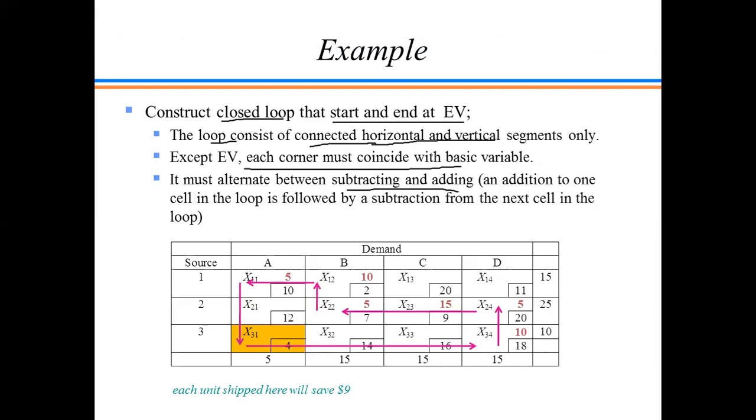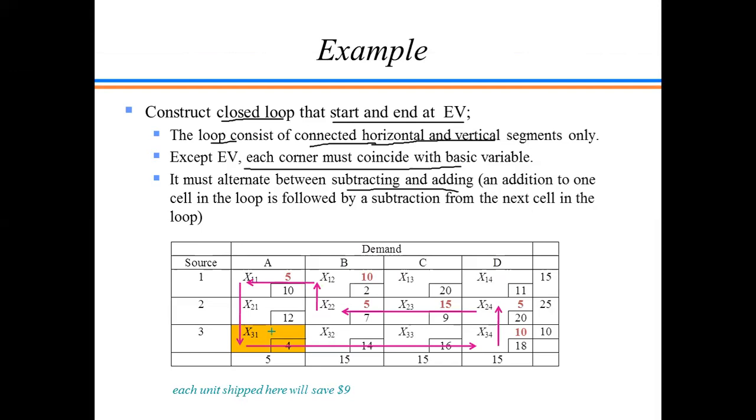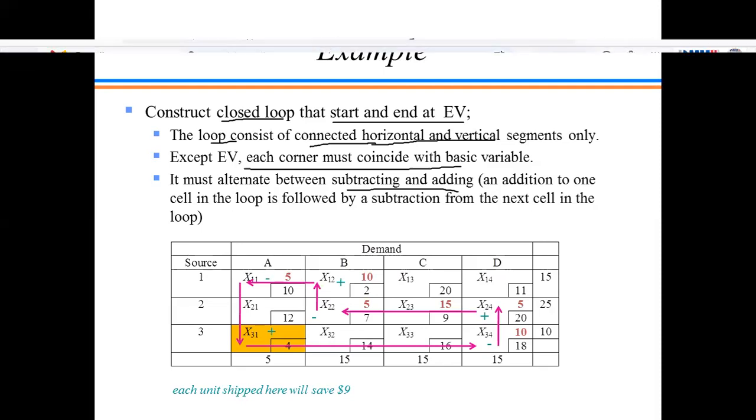Okay, so no diagonal, and must connect to the basic variable. And after that we add the plus minus symbol. At the x31 is the plus, and then next is minus. Alternately, plus minus plus minus.